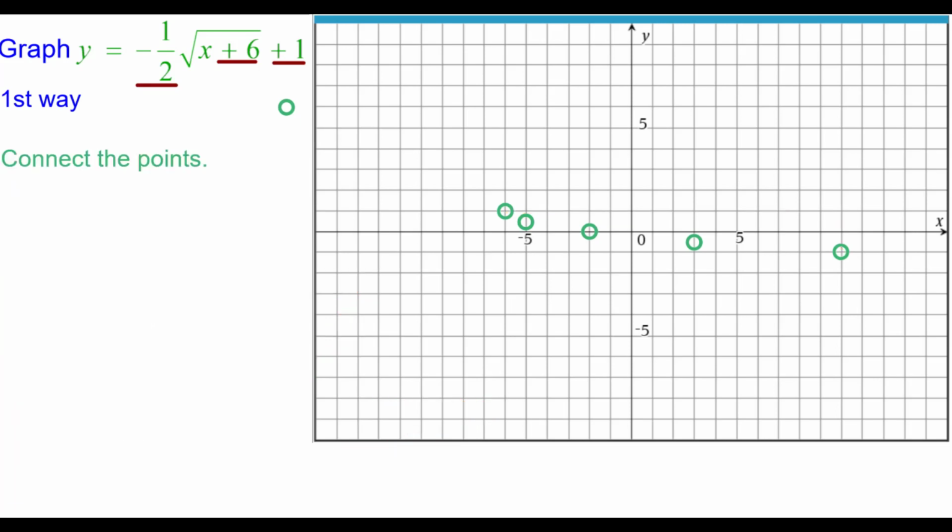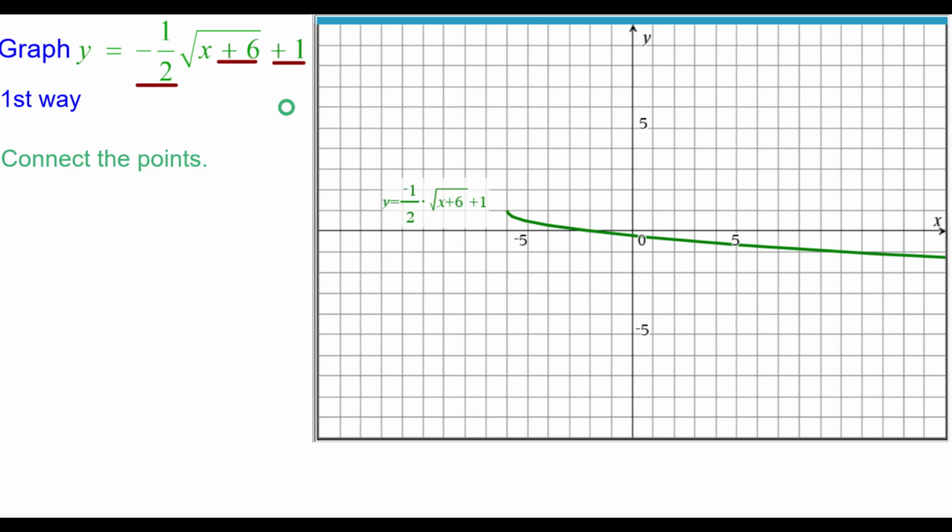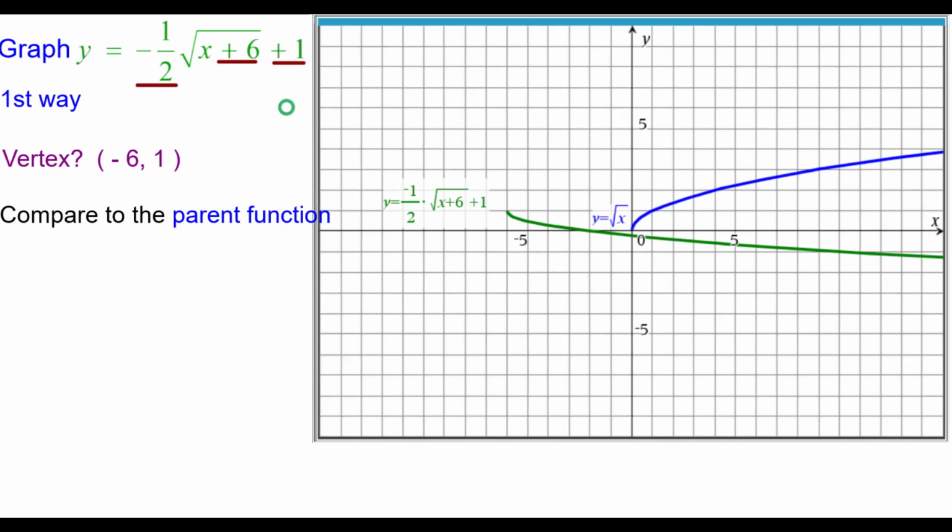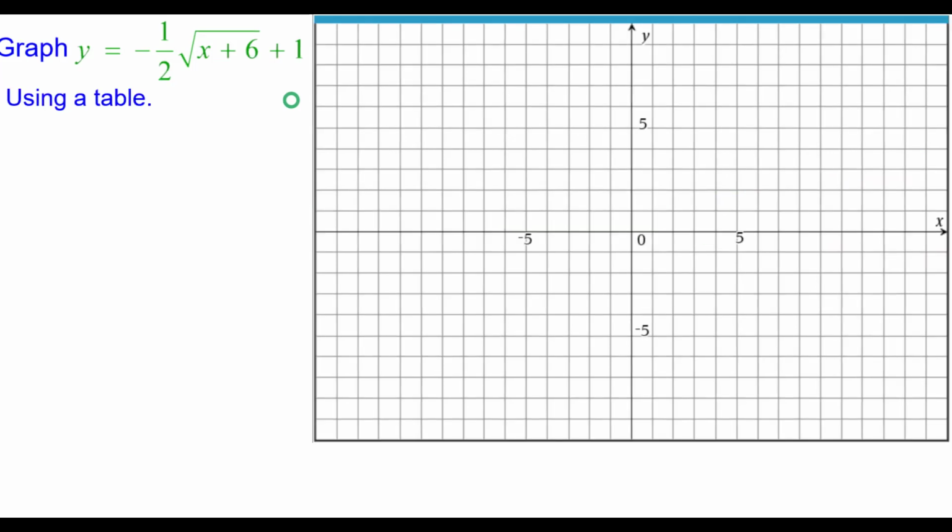Connect the points, make it look like a square root looking curve. The vertex is at negative 6, comma 1. And compare it to the parent function. You can see the parent function, it opens a different way and a different vertex. Second way, using a table.